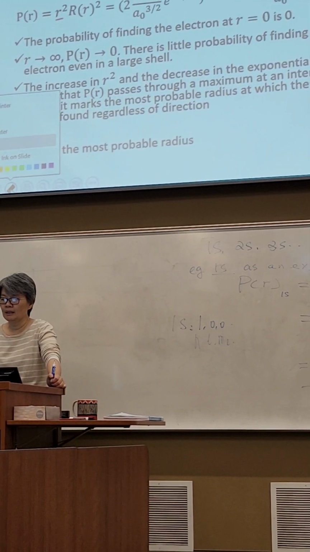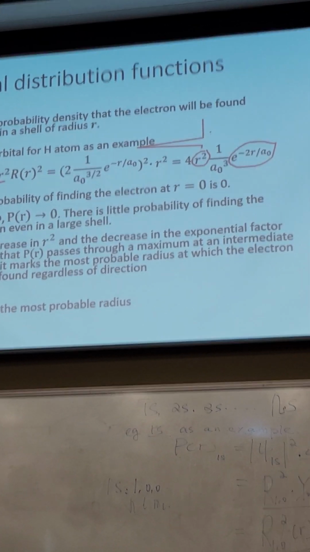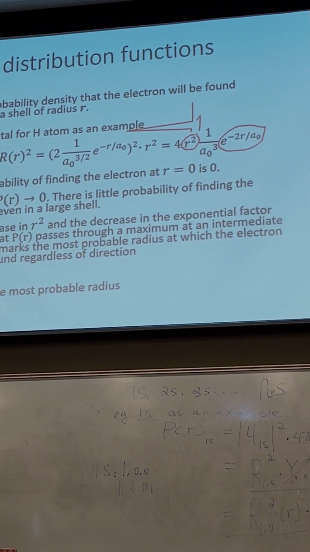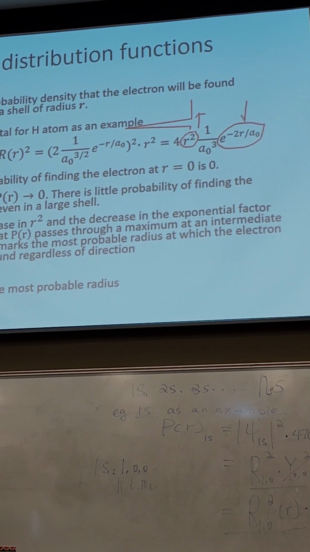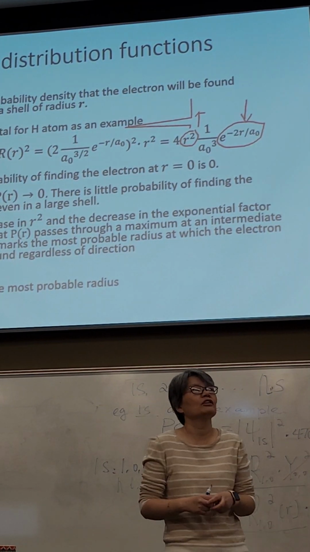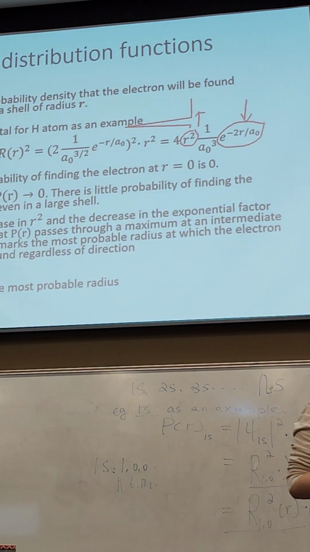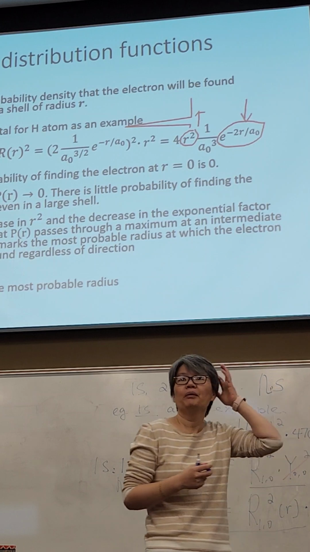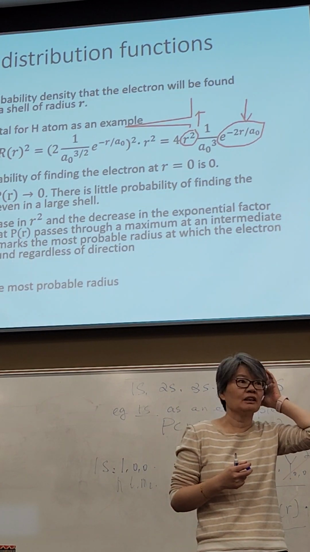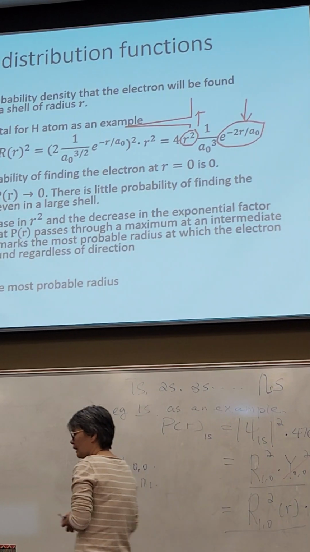I have an increasing component of this, but you have a decreasing component of that part. So therefore, you're going to have a maximum at some place. That's the most probable radius, as we just discussed. You guys follow me, okay? All right.